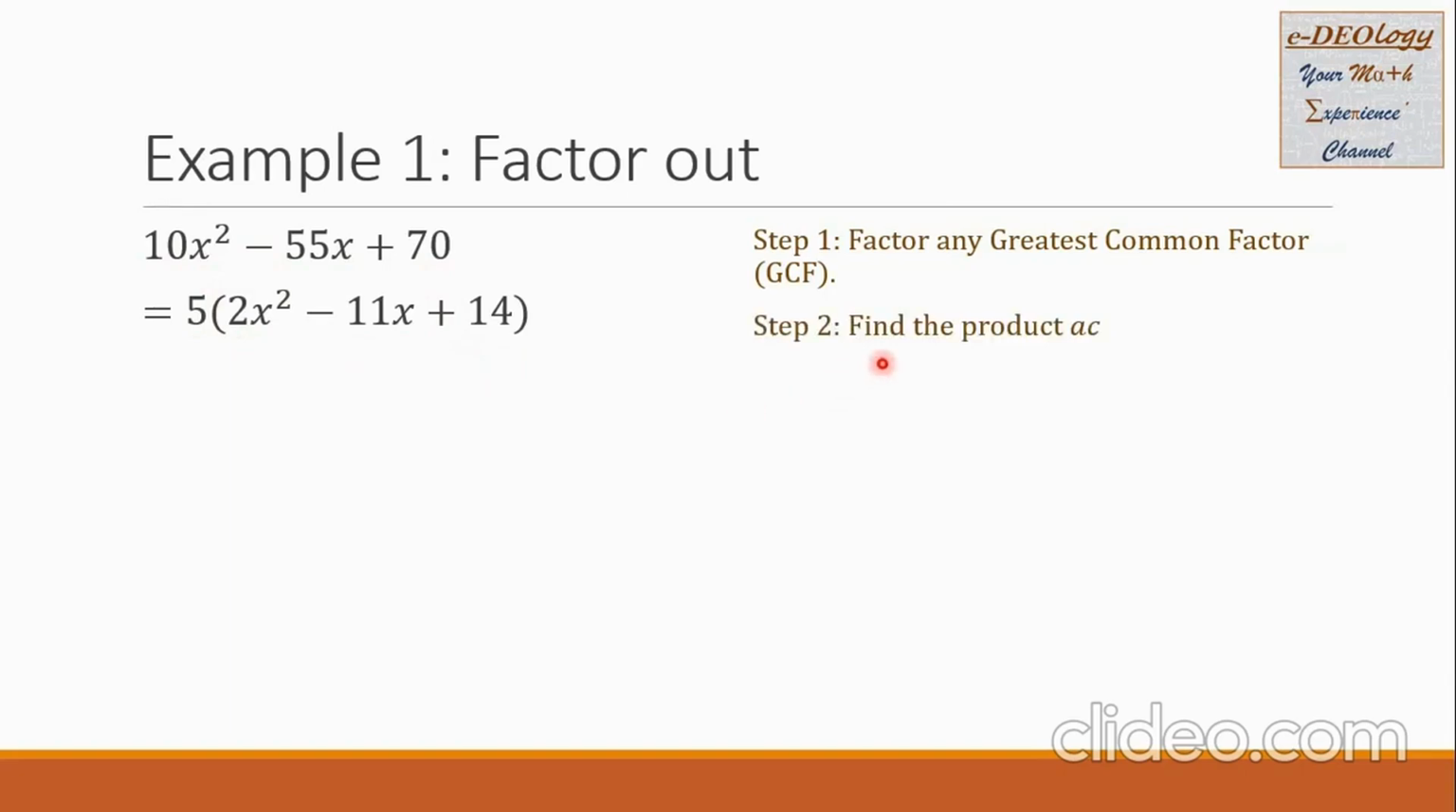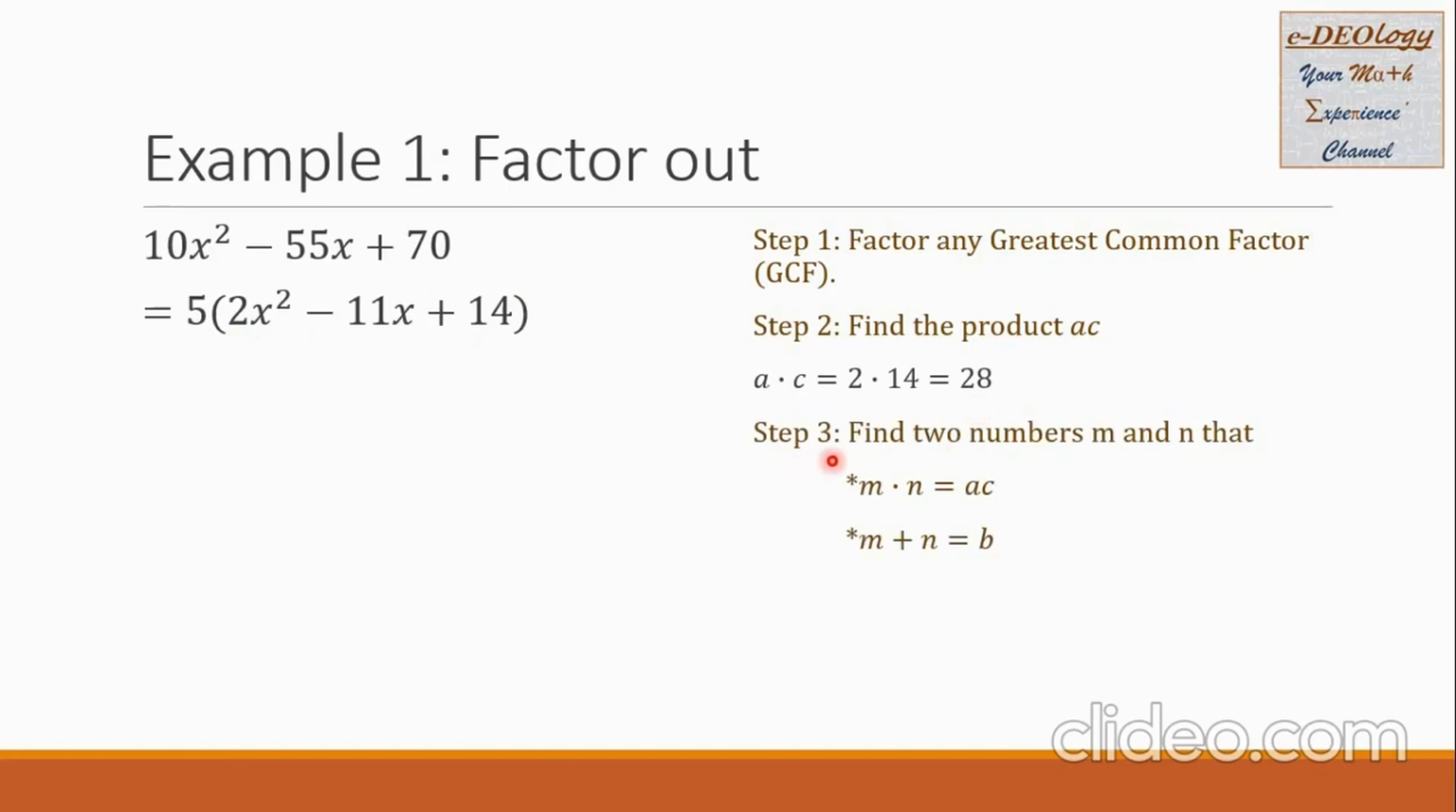Step 2, let us find the product AC. After removing the greatest common factor, we have now our new trinomial here to be 2x squared minus 11x plus 14. Now taking the AC, it means the A, which is the coefficient of x squared, it is 2, and the C is the constant 14. Now multiplying the A and C, 2 times 14 equals 28.